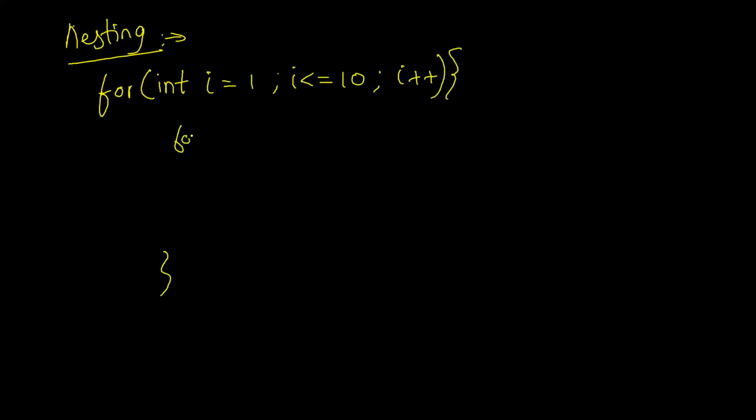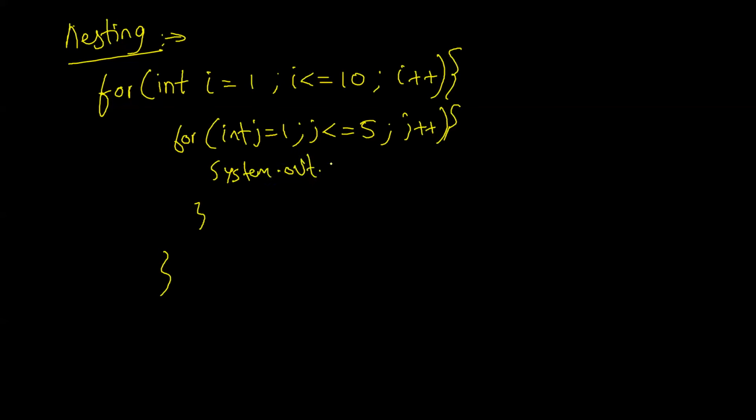Inside this you have a loop, that is int j equals 1, j less than or equal to 5, j plus plus. And inside this you have something like System.out.println of hello. My question to you guys is how this will function, how many times the hello will be printed. Okay, this is my question, right?